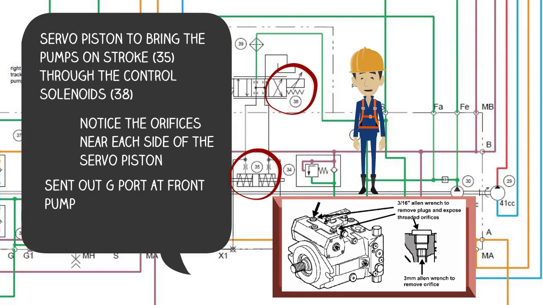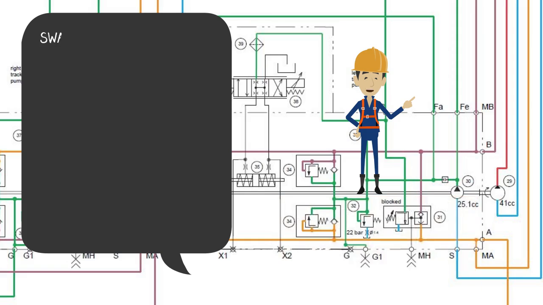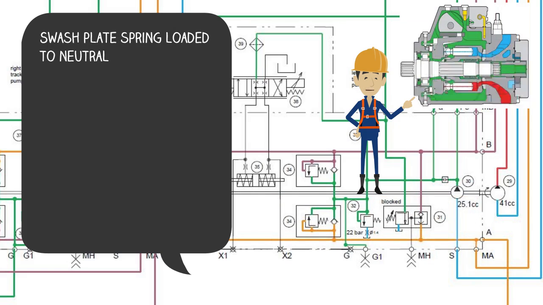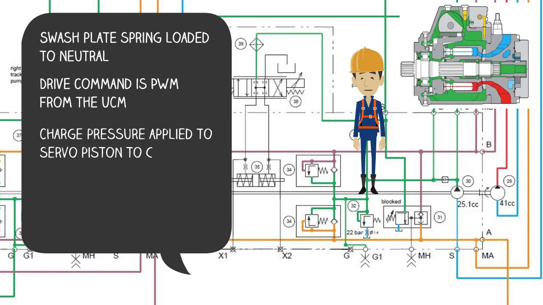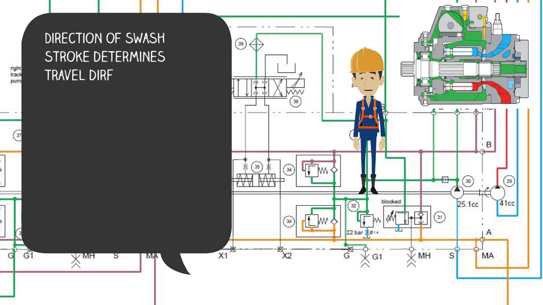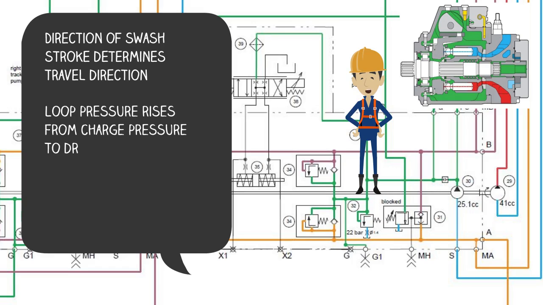Oil is sent out the G-port of the front pump to another component, which we'll see here in a minute. The pump swash plate is spring-loaded to the neutral position. As a reminder, the UCM is needed to give a drive command to the pulse width modulated solenoids. Charge pressure is applied to the servo piston to generate loop flow. The direction of the swash plate stroke determines the travel direction of the machine. Loop pressure then rises from charge pressure to drive pressure. When the machine is in neutral, loop pressure should equal charge pressure.